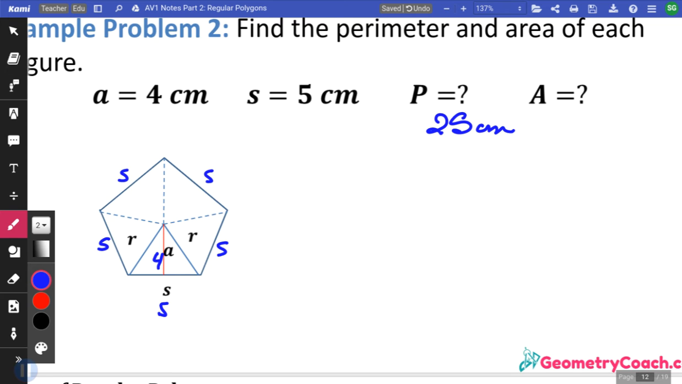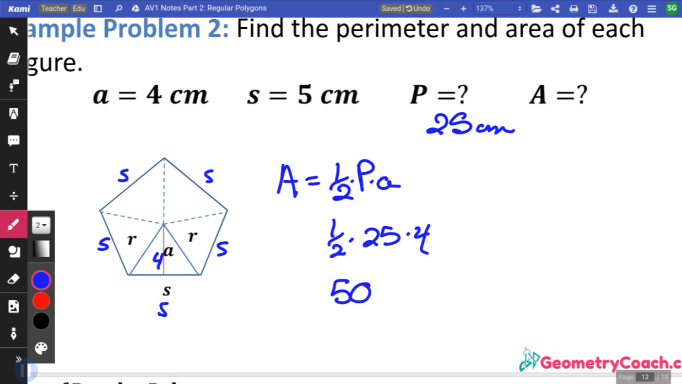Area. Formula for the area in a regular polygon: 1/2 perimeter times apothem. 1/2 times 25 times 4. So it's 2 times 25, so that's 50. Our area is 50 square units. See, that's not too hard. 1/2 times the perimeter times the apothem.